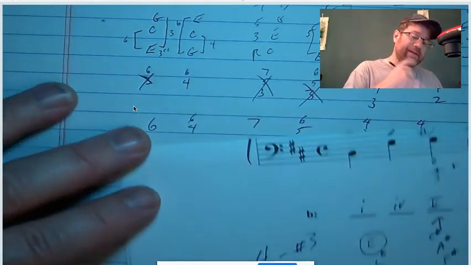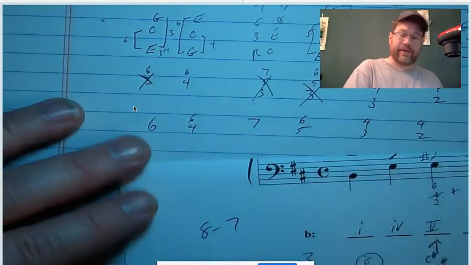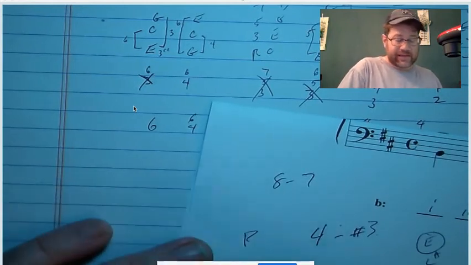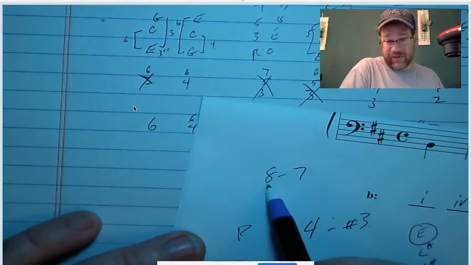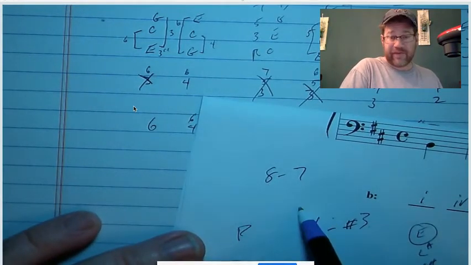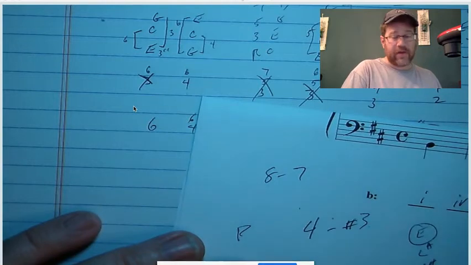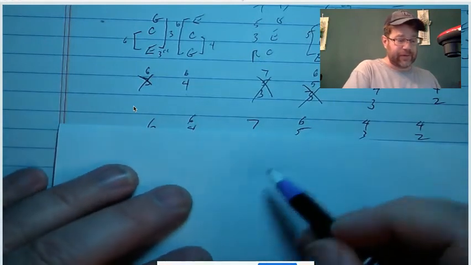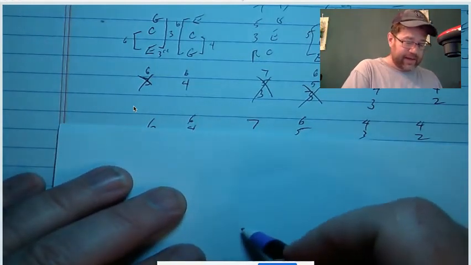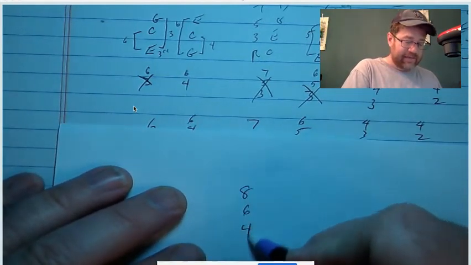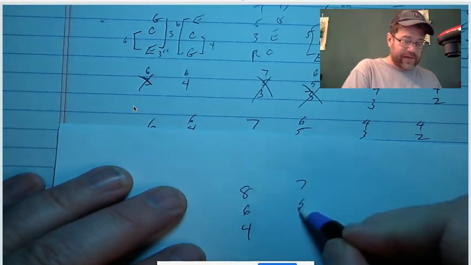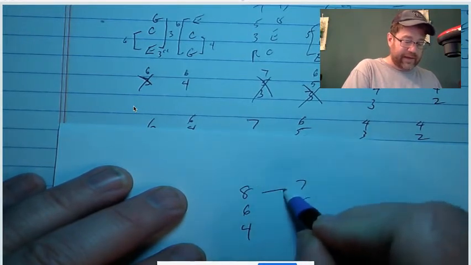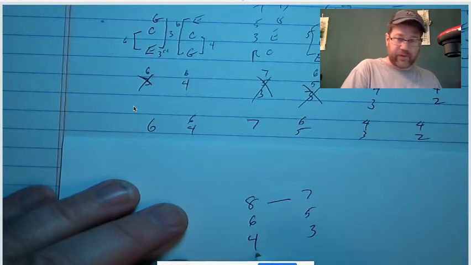You might see something like 8-7. So 8-7 means this is an octave and it resolves to the 7th of the next chord. Remember, we did several examples back when we were in school where you had 8-6-4 moving to a 7-5-3. And so that means this is a 6-4 chord.